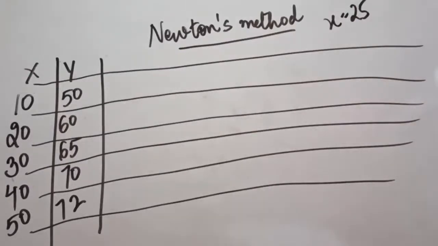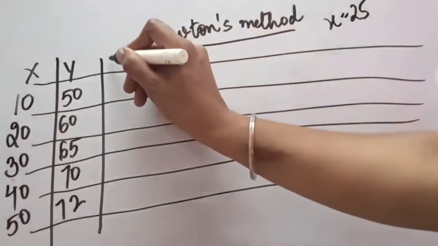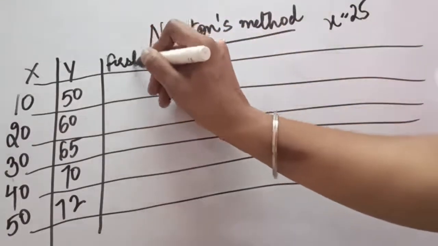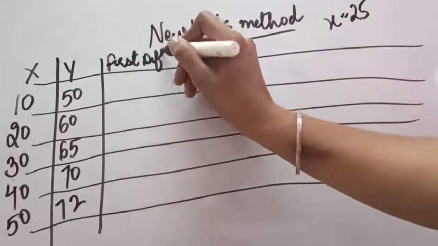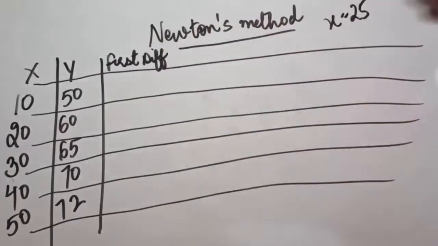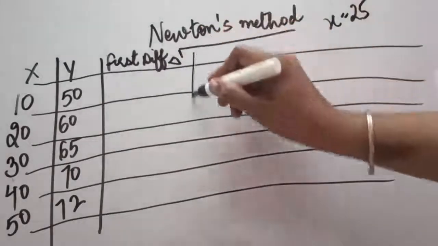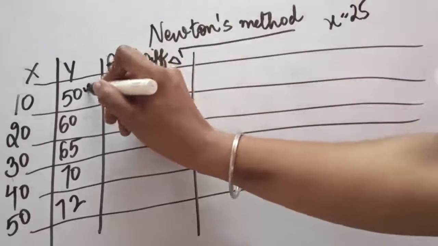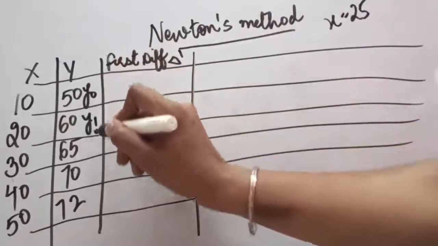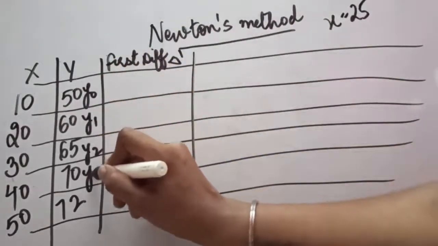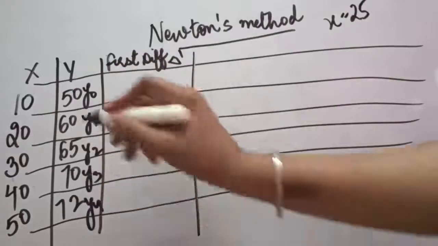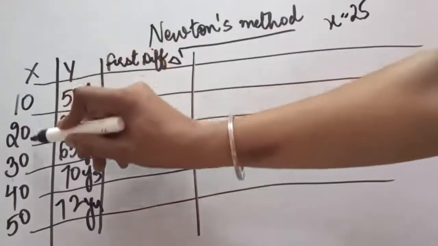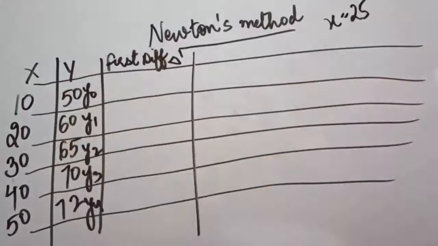Now, how do you have to start the question? First of all, in the first column you will be writing the first difference. First difference means this is our delta 1. Now to calculate this delta 1, this we will name y0, y1, y2, y3 and y4. Here also we can give the names x0, x1, x2, x3, x4.